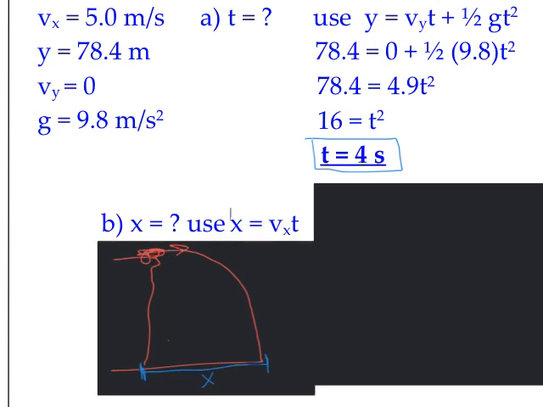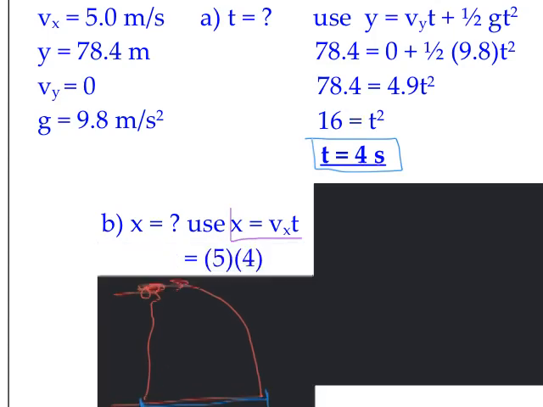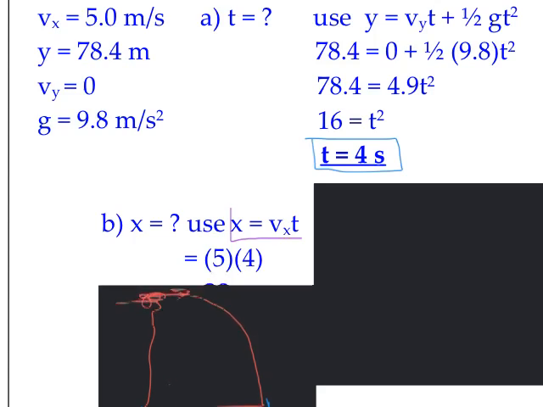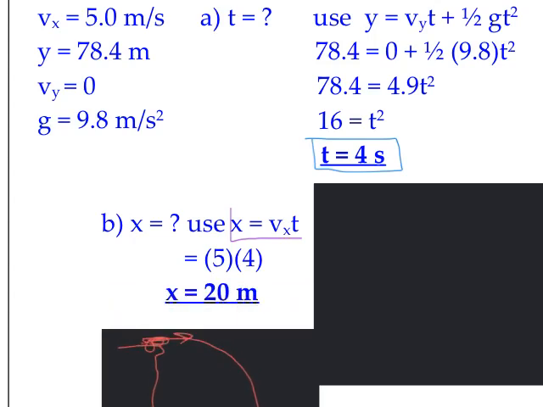So we've got x equals vxt, and then we plug our numbers in. We had Vx, 5 meters per second, and then in part A we found a time of 4 seconds, and all we need to do is multiply those together to see that the rock lands 20 meters from the base of the cliff.